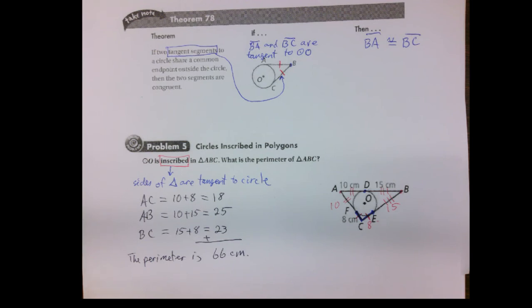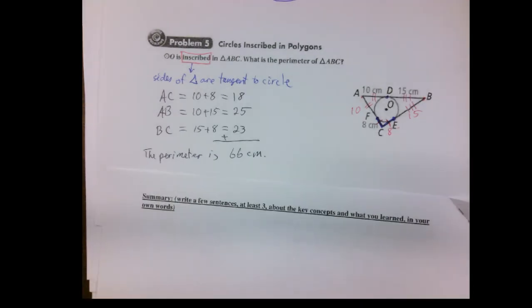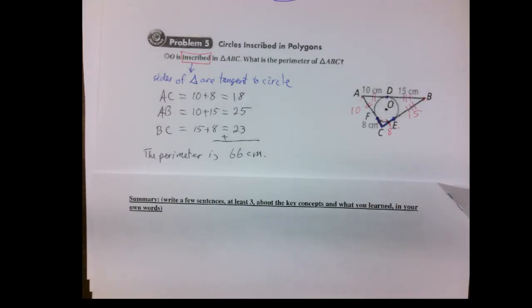Hopefully you enjoyed our little discussion on tangents here. And I do want to point out that on the back of this last page, this time I asked you to give a little summary, write a few sentences, at least 3. Just summarize the key concepts. I don't want you to just regurgitate the theorems, but I want you to put some of this stuff in your own words, and tell me about your trip to Toronto. No, I don't want to hear about your trip to Toronto, but just tell me about what you learned and put it in your own words, please. Okay, I'll see you soon.